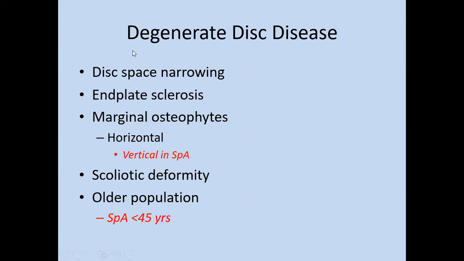Degenerative joint disease, I'm sure you are very familiar with this. I just included it to remember that the osteophytes here with disc degeneration are horizontal. However, with SPA, the syndesmophytes are vertical. Also with psoriasis and Reiter's, the paravertebral ossification is vertical, but with degeneration it is always horizontal osteophytes.